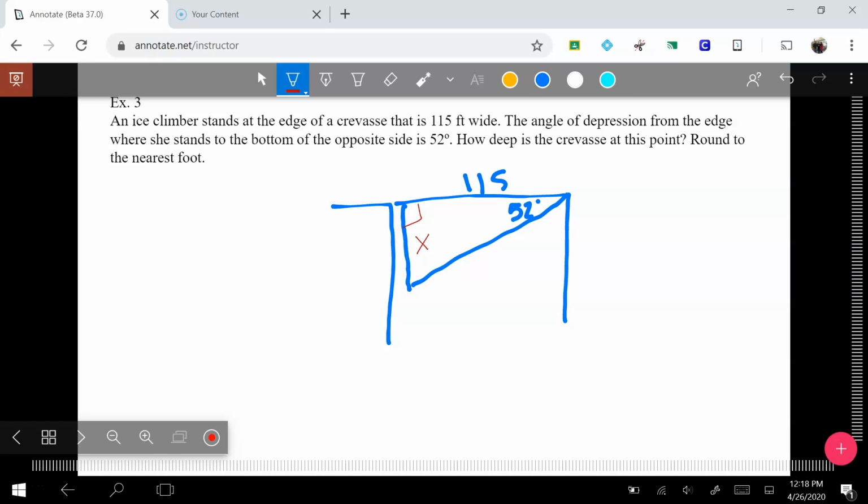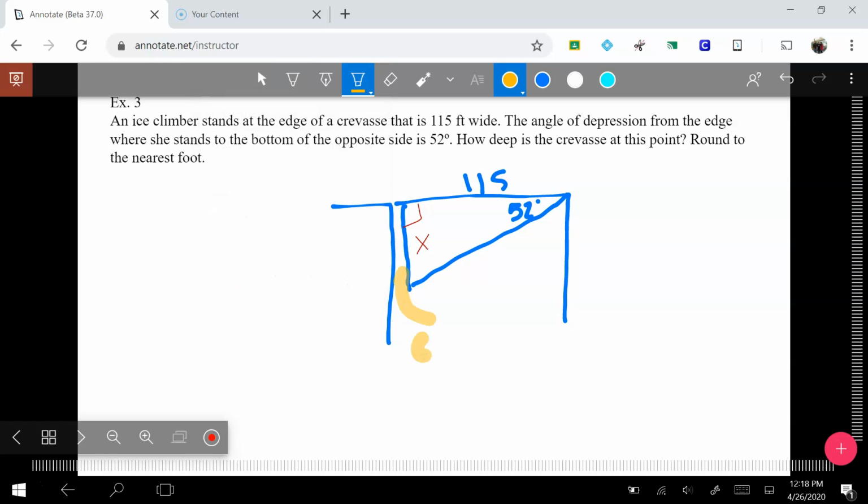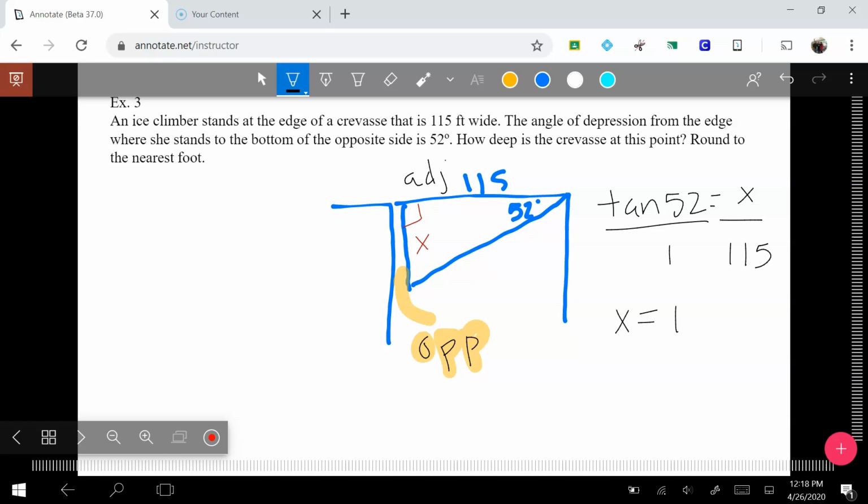So again, let's switch the colors here just so it's a little less confusing. This is my opposite. Here's my adjacent. So again, I'm going to use tangent of 52 is going to be x over 115. This should say opposite right here. Make this proportion. So x is going to equal 115 times the tangent of 52. Put that in your calculator. Again, we're rounding this to the nearest foot. When you do that, you're going to get about 147.